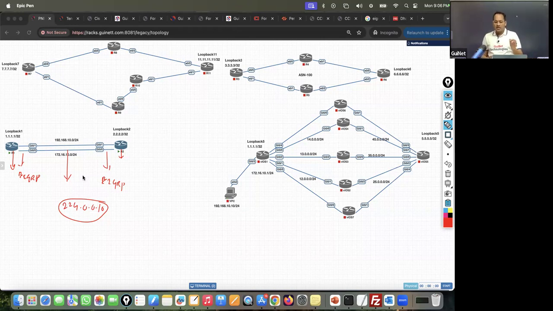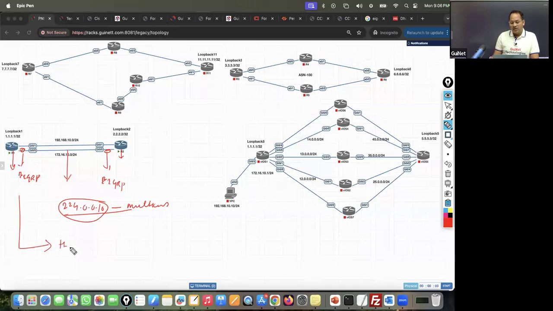Similarly, if I configure EIGRP and enable it on this interface or this network, by default they use the multicast address 224.0.0.10. This is the predefined multicast address for EIGRP. Clear? And the router is going to send the hello message, hello packet.